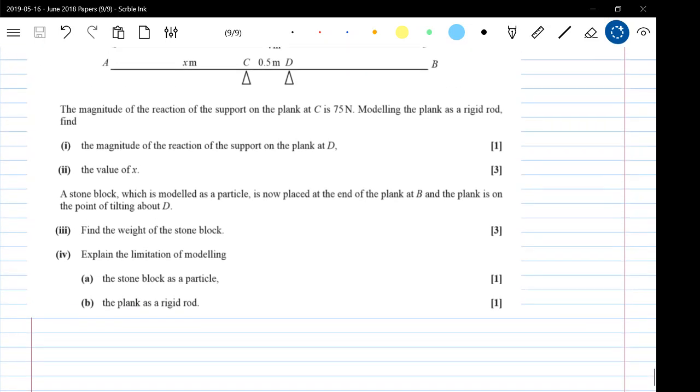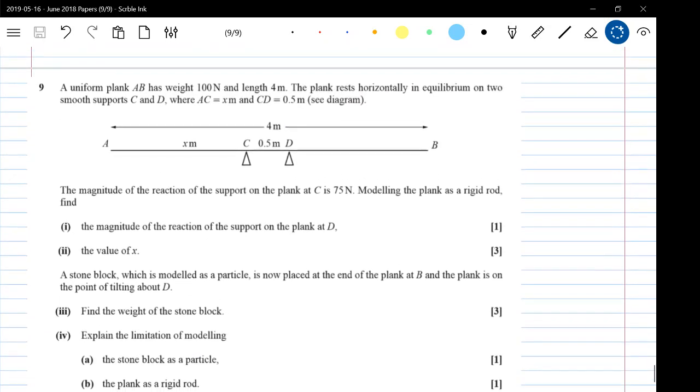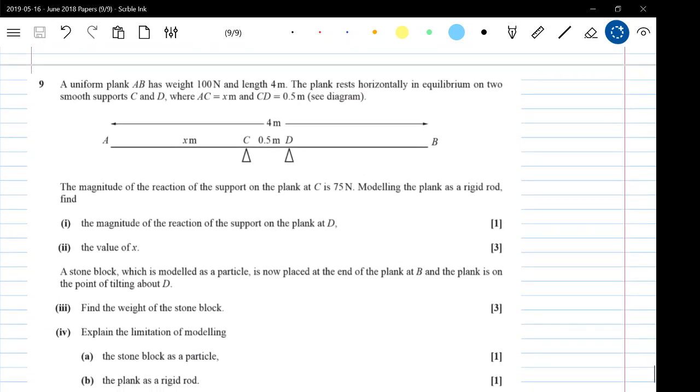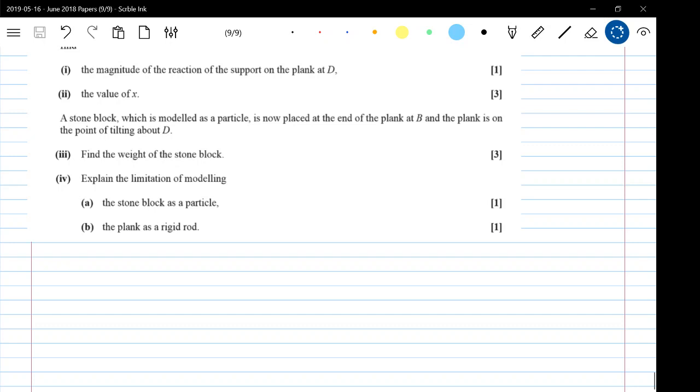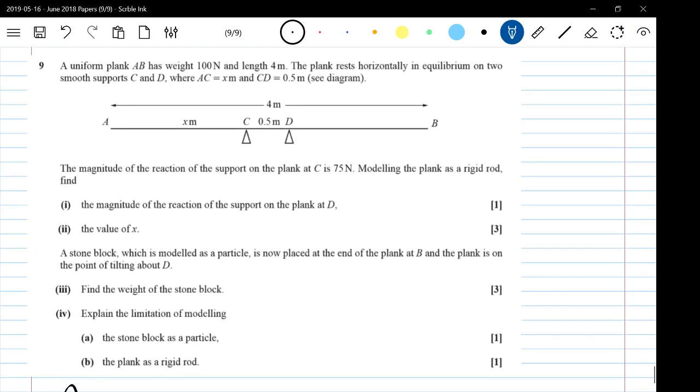Well, actually, the first thing about this is there's only one force acting downwards, and that's the weight of the plank. There's only 2 forces acting upwards. That's the reaction at the 2 points. If you resolve vertically, and the plank is in equilibrium, it's at rest.